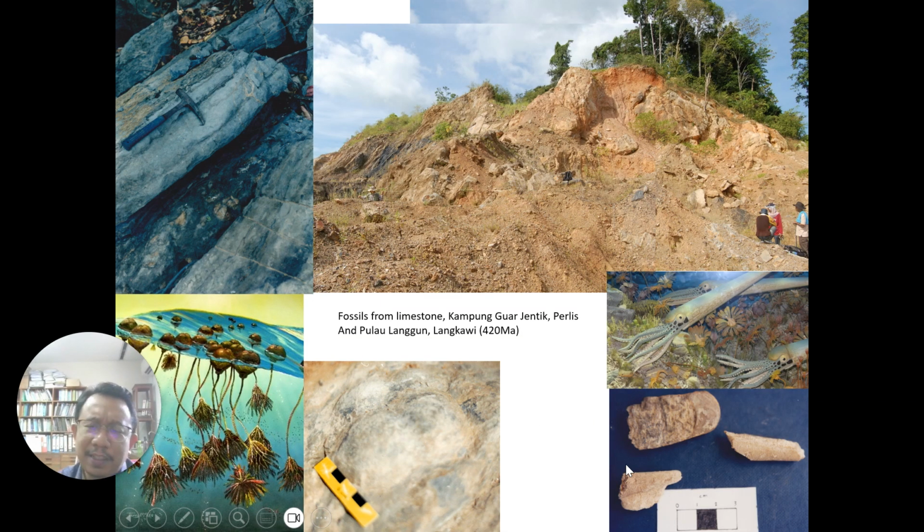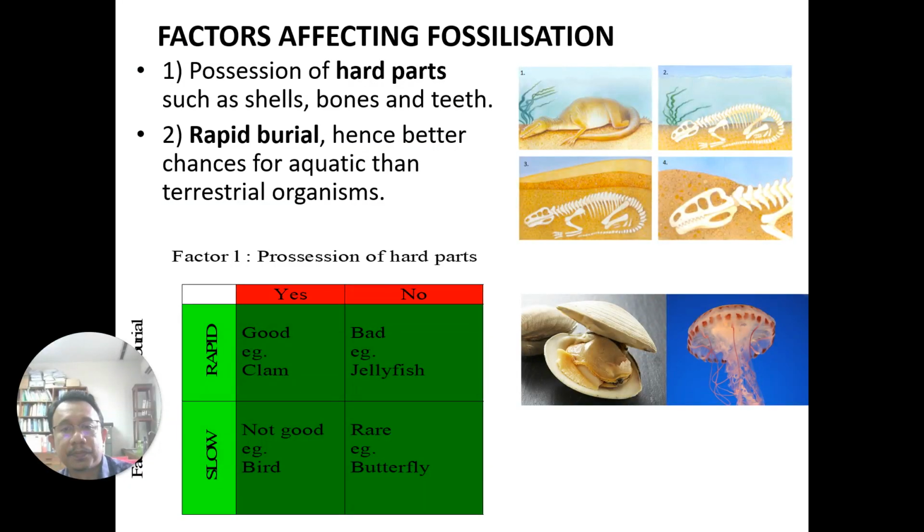So fossils are not really that rare, if you know how to find them, if you know which type of rock you need to search in, right? So try to find sedimentary rocks. Most likely you'll get fossils out of them. But it's not that all sedimentary rocks will have fossils. You need to have the right conditions for the process of fossilization.